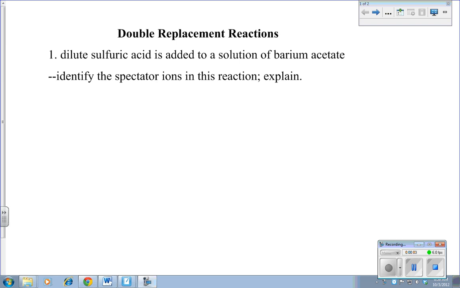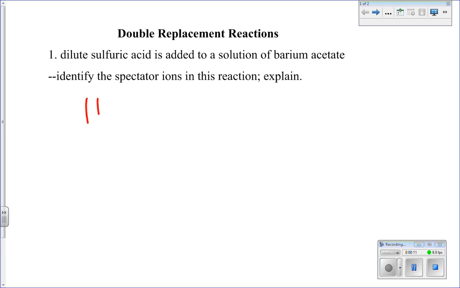Writing double replacement reactions. First of all, we need to get the words into symbols. So sulfuric acid, we know it's H2SO4. Because it tells me it's dilute plus it's acid, we know that it's an AQ. Then it also says it reacts with a solution of barium acetate. So we're going to add barium acetate.